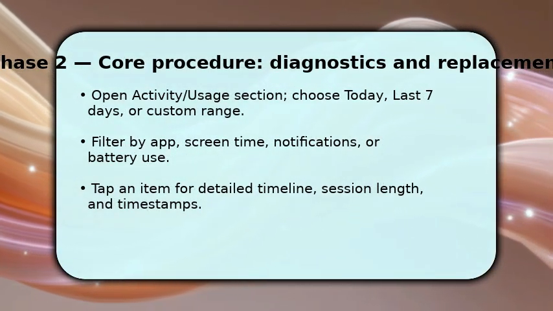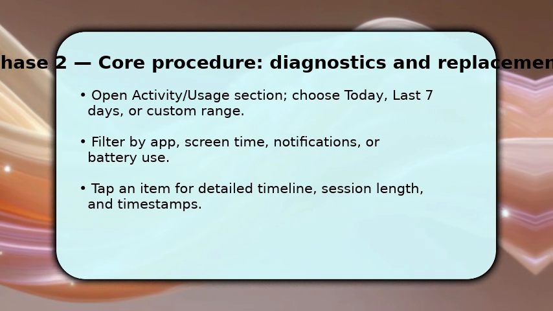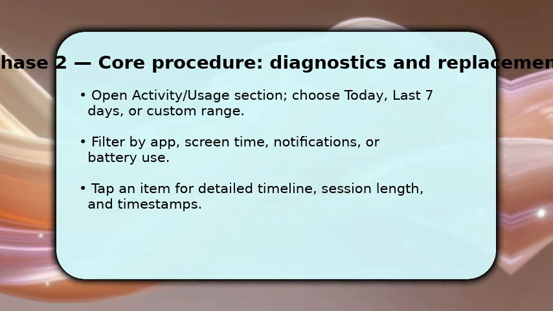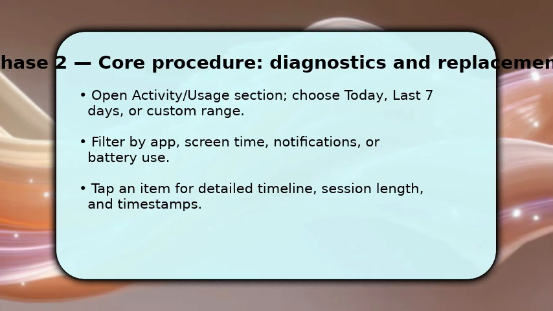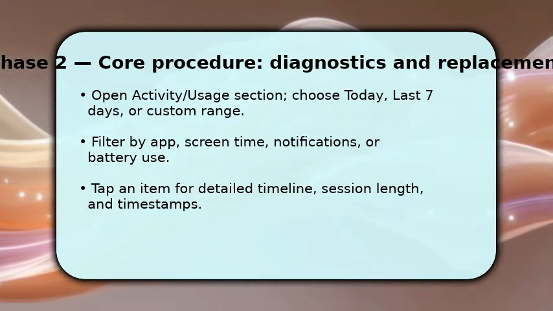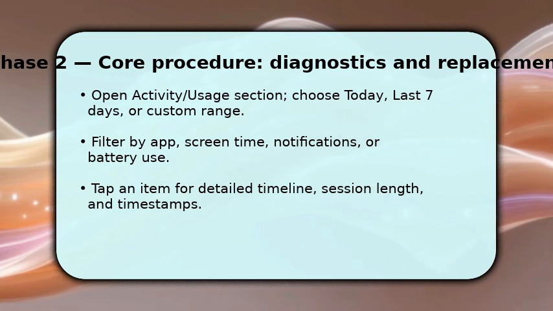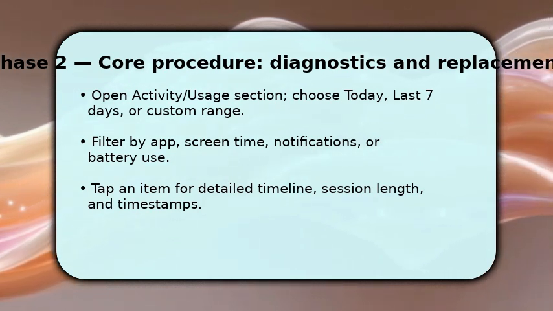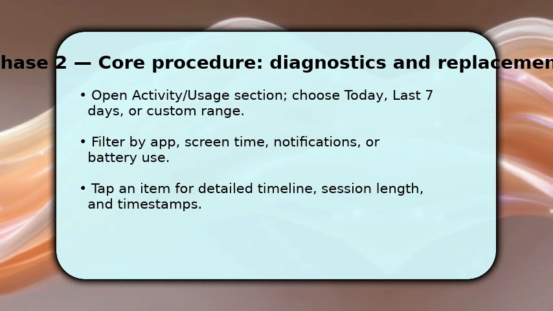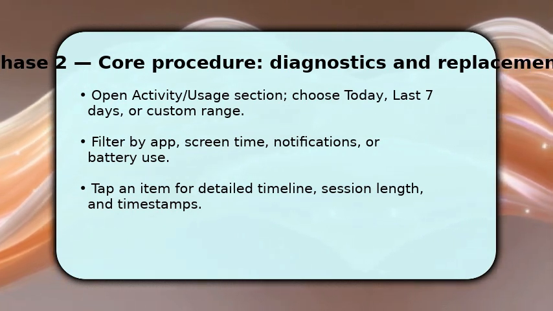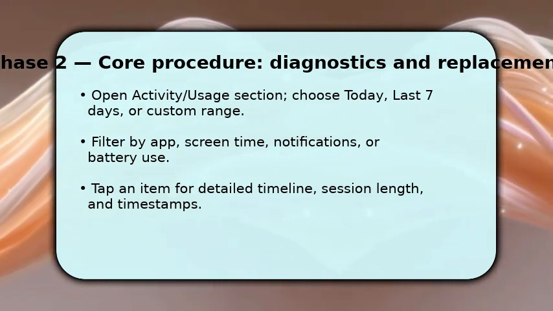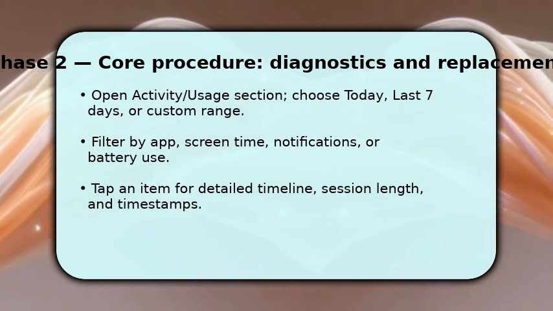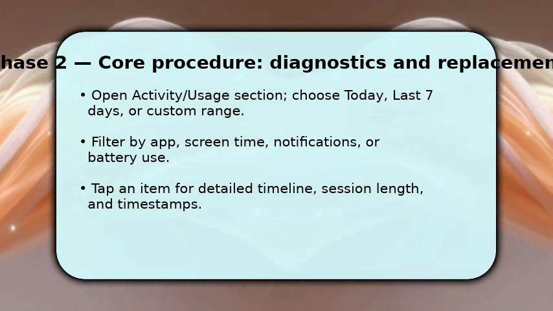Open the activity or usage section and select a time frame: today, last 7 days, or a custom range. Then filter by app, screen time, notifications, or battery use to isolate what matters. Tap an app or timeline entry to see session lengths, start and end times, and detailed timestamps. Make sure to compare active screen time versus background usage. That distinction explains most surprises.